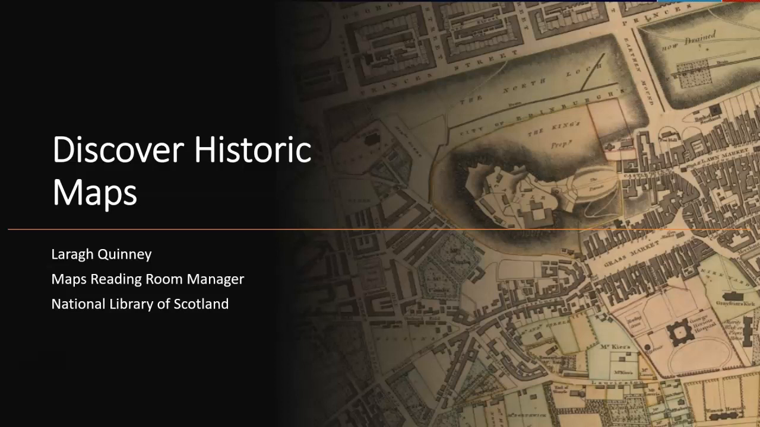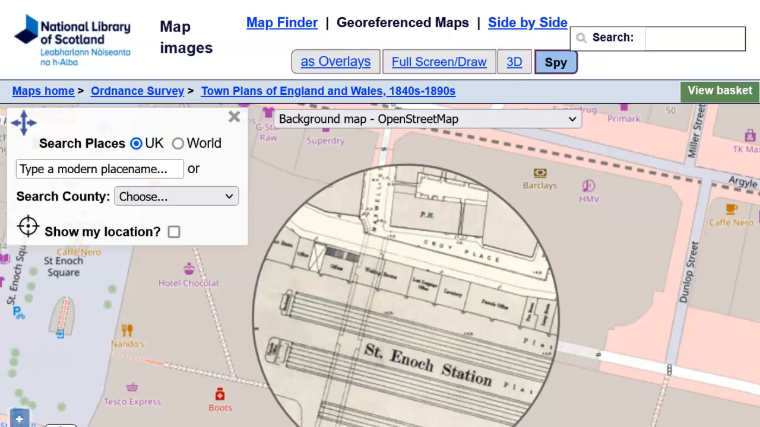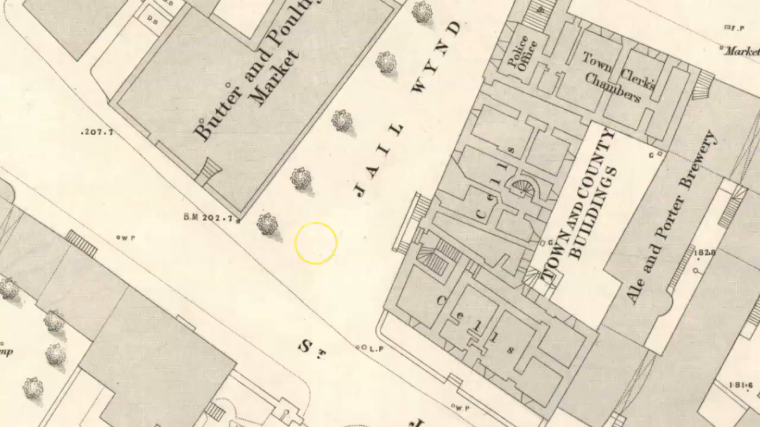Today I'm going to be helping you discover historic maps and how to find, view and compare these maps on our Map Images website. Historic maps can give us a window into the past. Each map is a snapshot of a location at a particular point in time, and by comparing a sequence of maps, you can trace the growth or the disappearance of settlements.